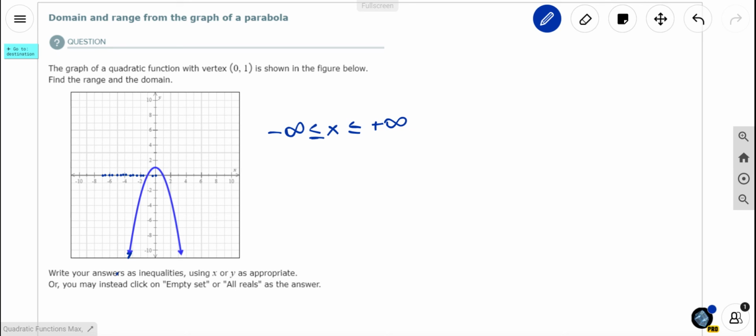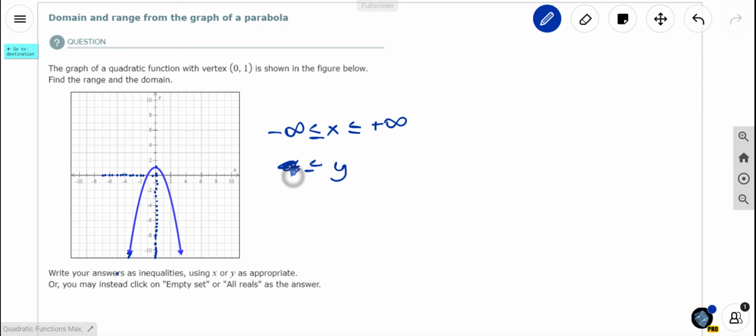Now, what can y be? Always start at the bottom and look. You can climb up y from infinity all the way up, but you have to stop at 1. So y only goes from negative infinity.